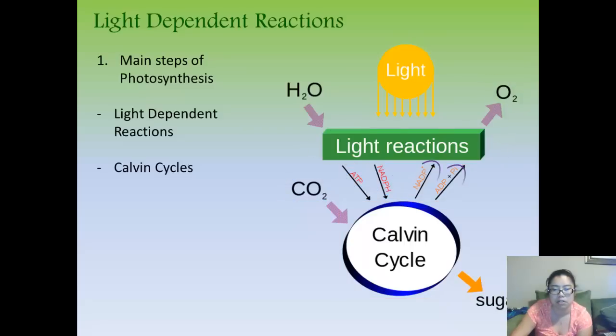Once these go into the Calvin cycle, it produces NADP, using the NADPH's energy to create more ATP molecules by combining ADP and phosphate. And the product that they're going to get out is going to be sugar.